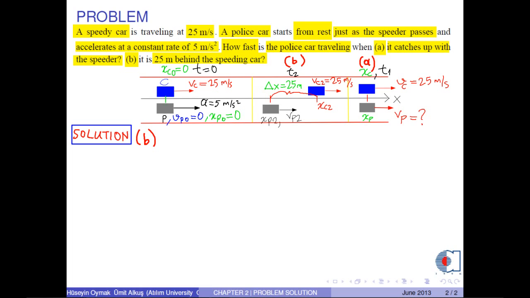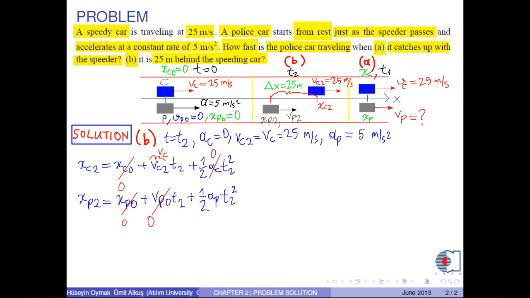To solve part B, again we write the given quantities. Similar to the procedure used in part A, we find the positions of the car and the police at time t2. As a result, we obtain xc2 equals vc times t2 and xp2 equals 1/2 times AP times t2 squared. At this time, the distance between the car and the police is 25 meters.